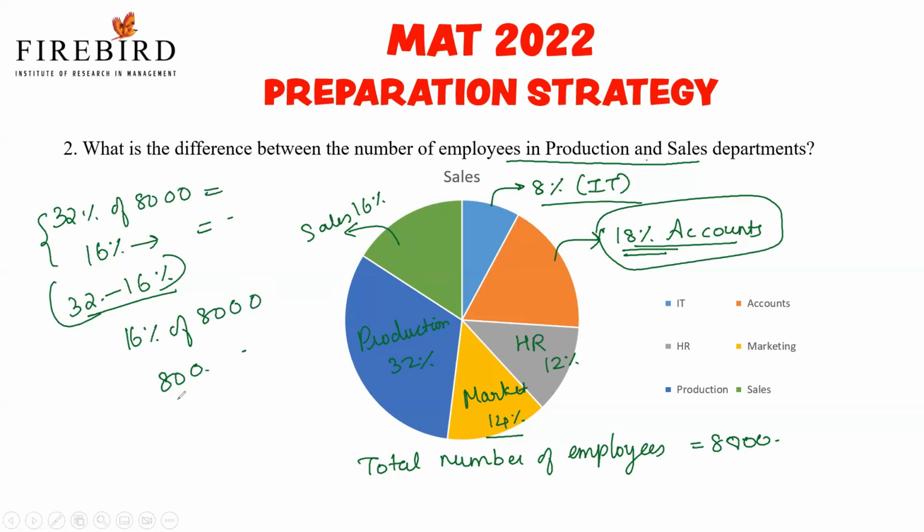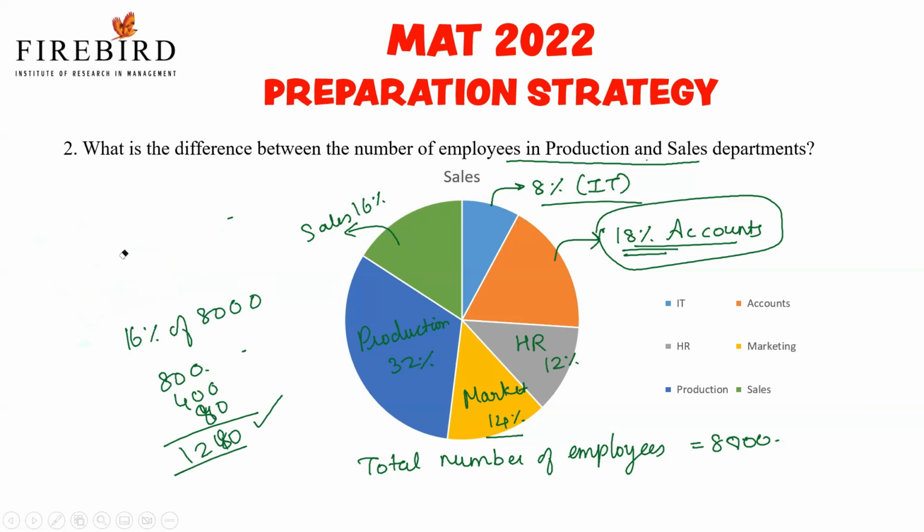10% of 8,000, I know 800, 5% is 400, and 1% is 40. So 1,240 is your answer. So the difference in employees is what? 1,240. Okay, 1% is 80, right? Yes, 1% is 80. So 1,280 is your answer. Okay, right? And now we'll see the next question. So you have to practice a lot on percentage questions, right?